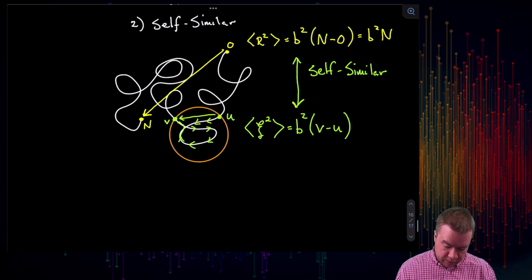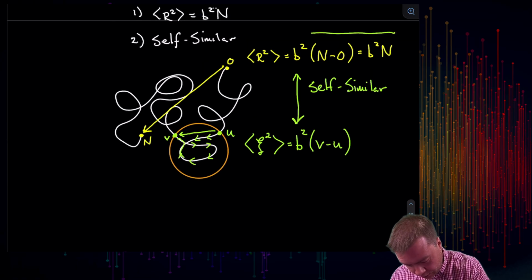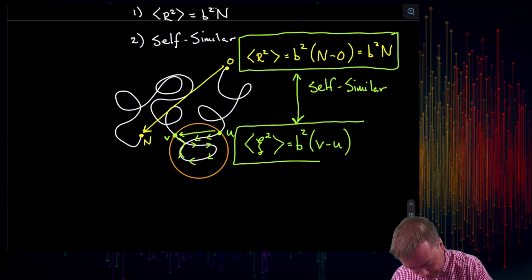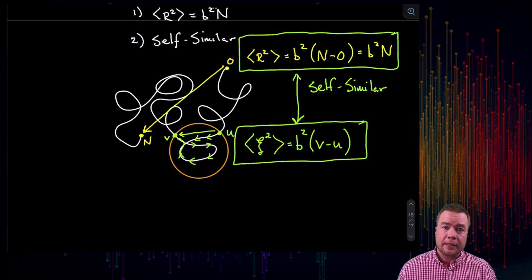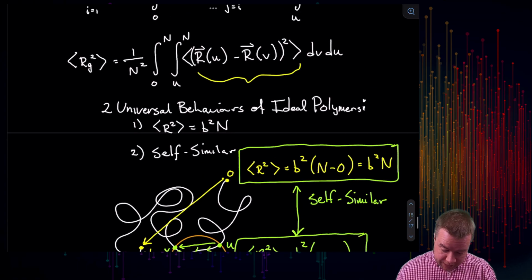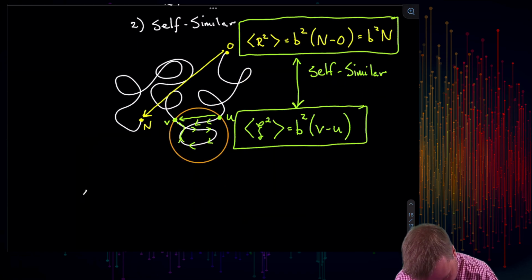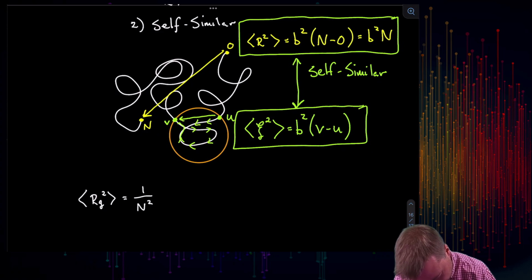All right, so this means that the thing is self-similar. The statistics that we use to get information on the size of the chain at large length scales is the exact same as the statistics and approach we use to get the size of the chain at smaller length scales. So what does that have to do with the radius of gyration? Well, what this means is that the radius of gyration, in terms of this integral formulation, is 1 over n squared, the integral as u goes from 0 to n, the integral as v goes from u to n.